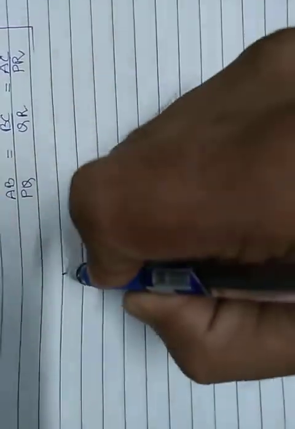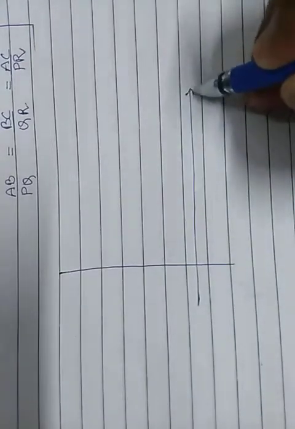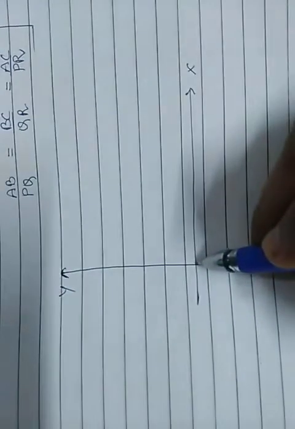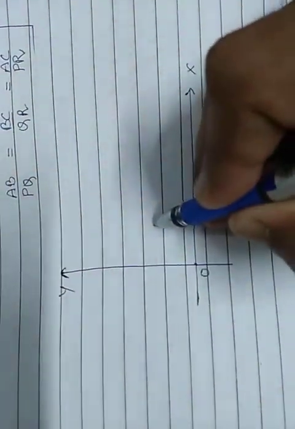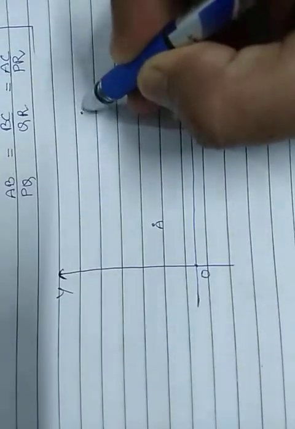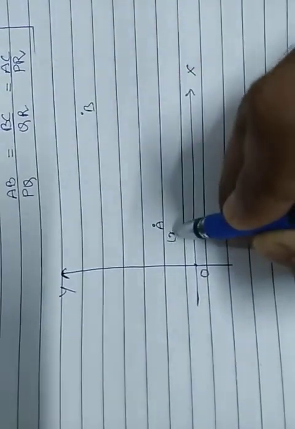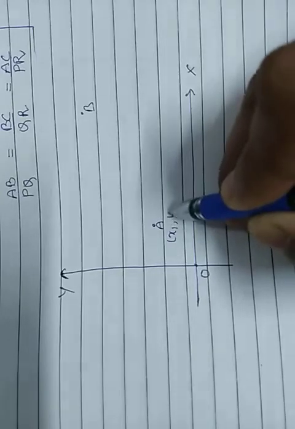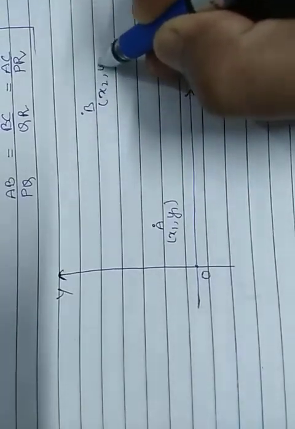Now what is section formula? Suppose I have a rectangular coordinate system with x-axis and y-axis, and this point of intersection is known as the origin. I have a point A and a point B, and the coordinates of A are x1, y1, and the coordinates of B are x2, y2.